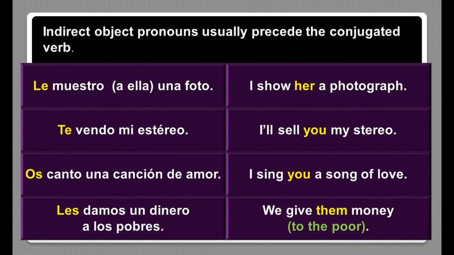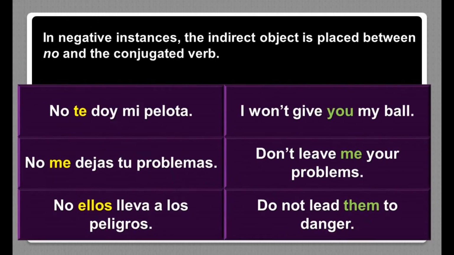Les damos un dinero a los pobres. We give them money, that is, to the poor. Les pertains to them, the poor. In negative instances, the indirect object is placed between no and the conjugated verb. So as you can see, I won't give you my ball would be no te doy mi pelota. Positively, I give you my ball would be te doy mi pelota. The structure is the same. The pronoun precedes the conjugated verb.